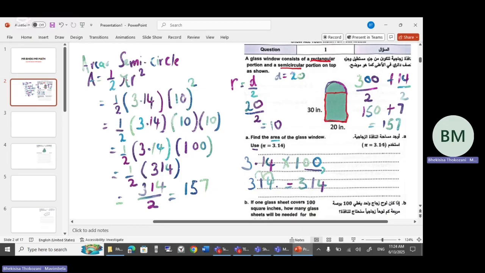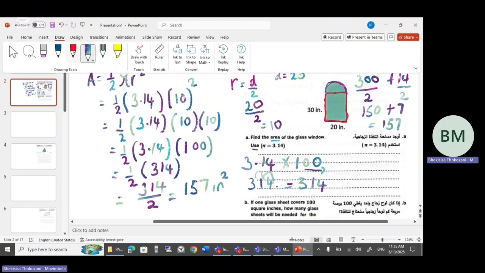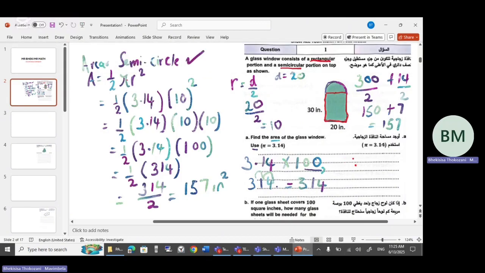I hope that makes sense. So I've got the first one, which is 157. It was in inches, so I must write square inches because it's an area. All right, guys. So now I've done with the semicircle, now I need to look for the rectangle, okay? Because there's a rectangular portion, so that's the one I'm going to look for now.